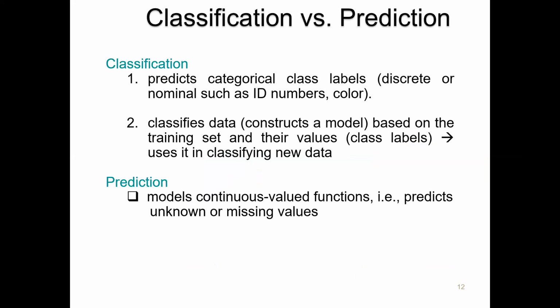We all know in classification, we have a category class label, which can be discrete or nominal, such as ID numbers. And here we actually build a model, construct a model based on the training data. Okay. And then when new data arrives, we try to classify those new data sets. On the other hand, prediction, which is also quite popular in statistics and computer science, we try to model continuous valued functions, and mostly they are used to predict unknown or missing values.